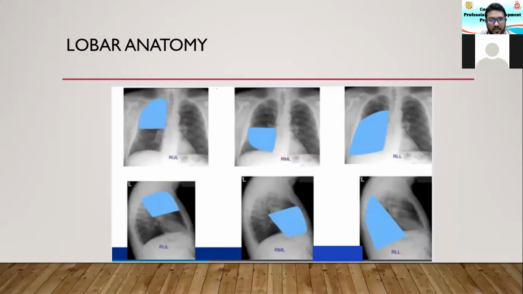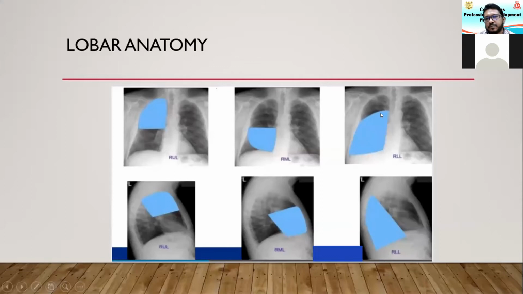So a bit about lobe anatomy. If you look at the right upper lobe, it's above the horizontal fissure, and in the lateral film, it's above the horizontal fissure and anterior to the oblique fissure. When it comes to the right middle lobe, it's joining the right heart border. Always remember the right heart border is outlined by the right middle lobe, and it's below the horizontal fissure and anterior to the oblique fissure on the right side.